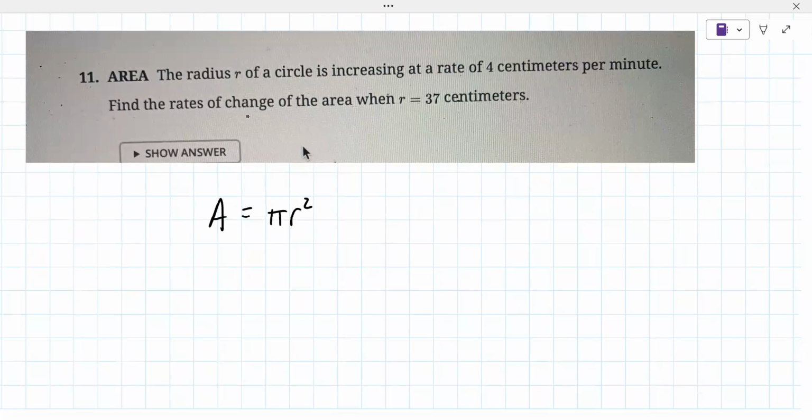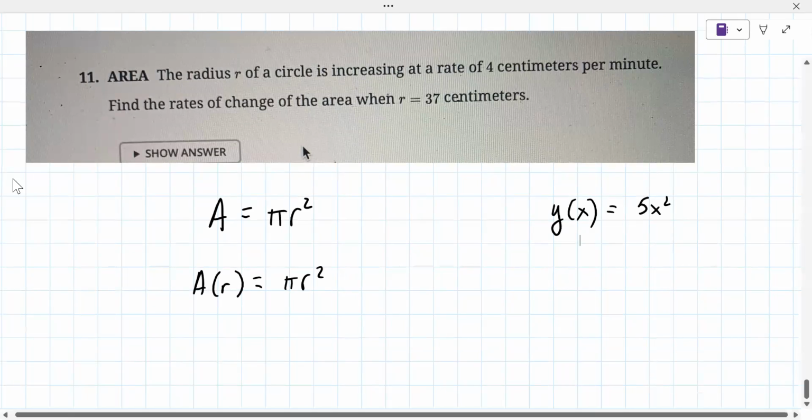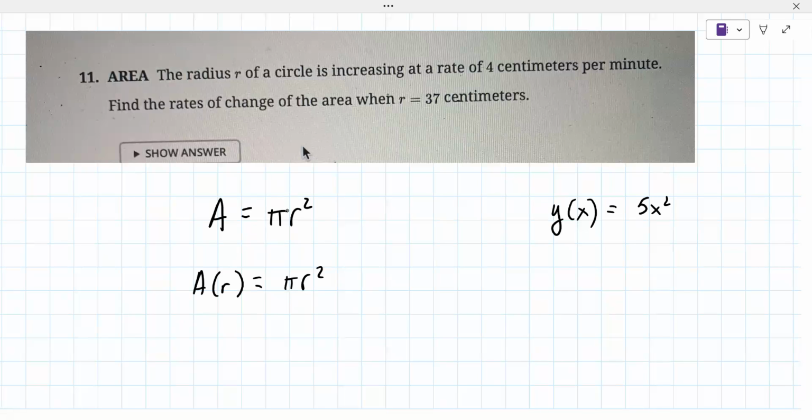Okay. And you have to think of this as a function of r, just like when you write y equals 5x squared, what that really means is y is a function of x. So if you really don't like the r, the fact that it's not x, you can change it. You can make it x squared, that's fine.